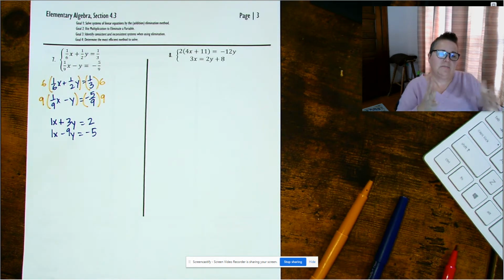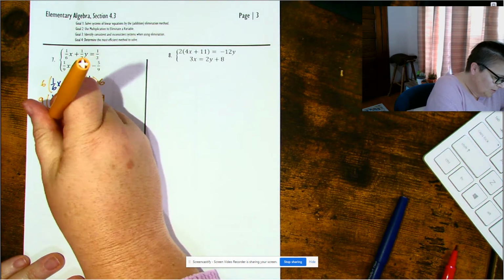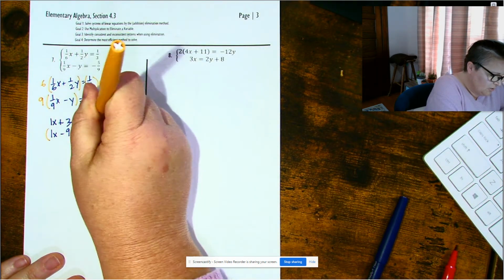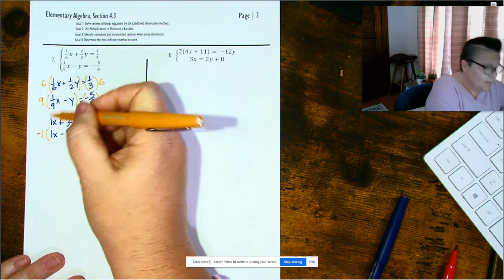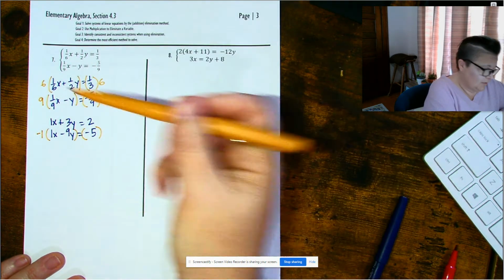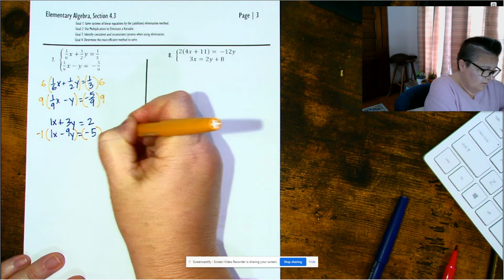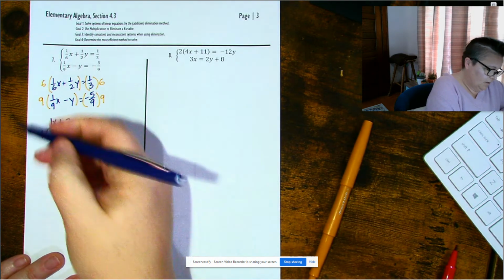Okay, now my system has changed slightly. But do you notice the first numbers? The first numbers are now a 1x and a 1x. So I could just take this second equation and multiply by a negative 1, because remember, to use the elimination method, we need a positive and a negative. So I'm just going to multiply this through by a negative 1.